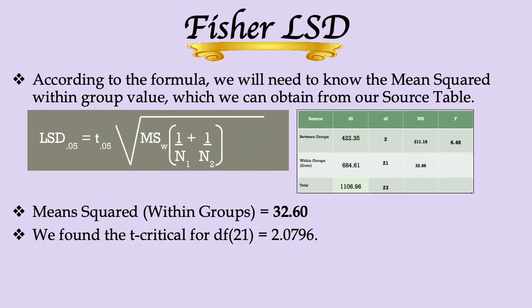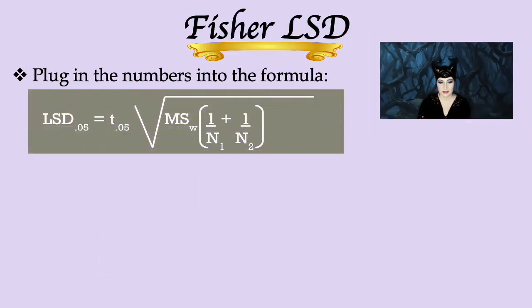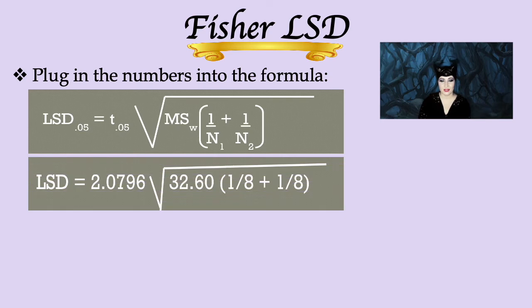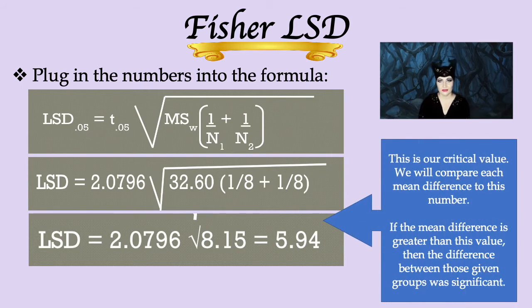So we have found that the t-critical value is 2.0796. If we plug these values into the formula, we have t is equal to 2.0796 multiplied by the square root of 32.60 times 1 over 8 plus 1 over 8. Once you simplify that, you are going to get 2.0796 multiplied by the square root of 8.15. Simplifying that further, we get a critical value of 5.94. So 5.94 is our critical value.